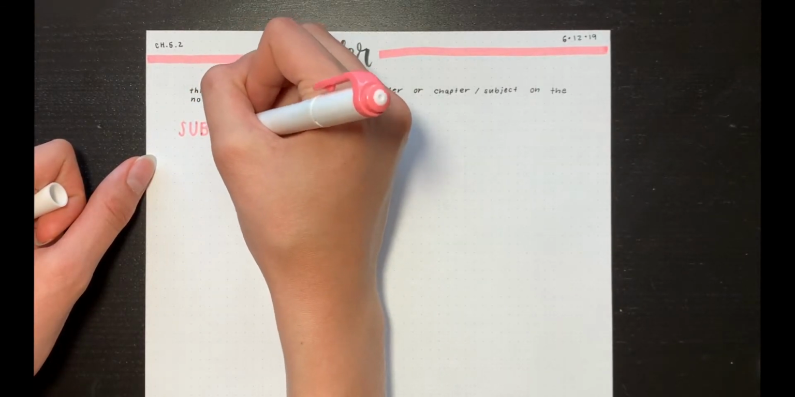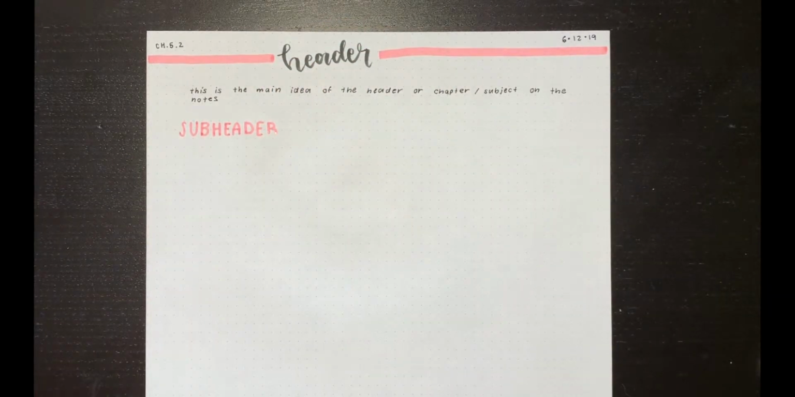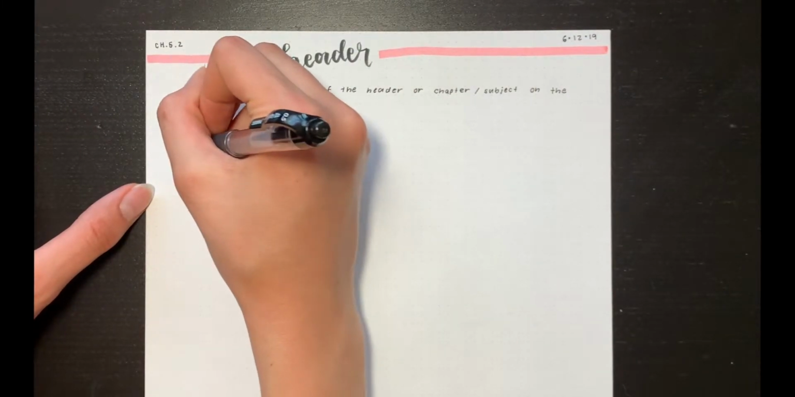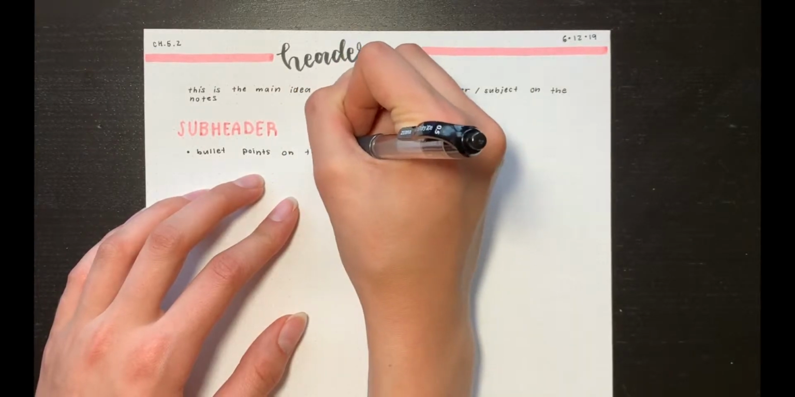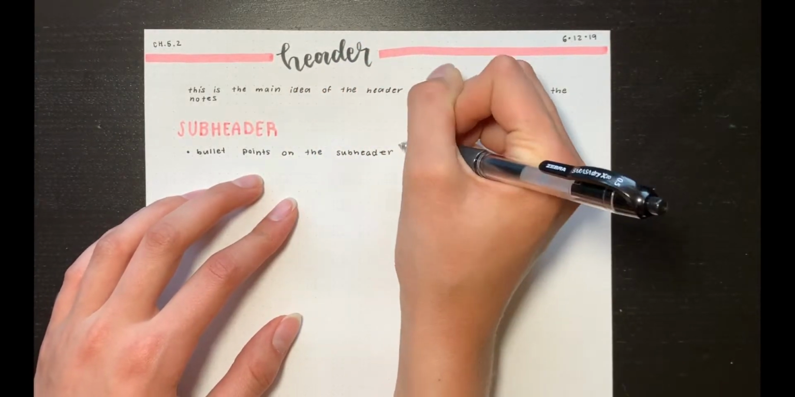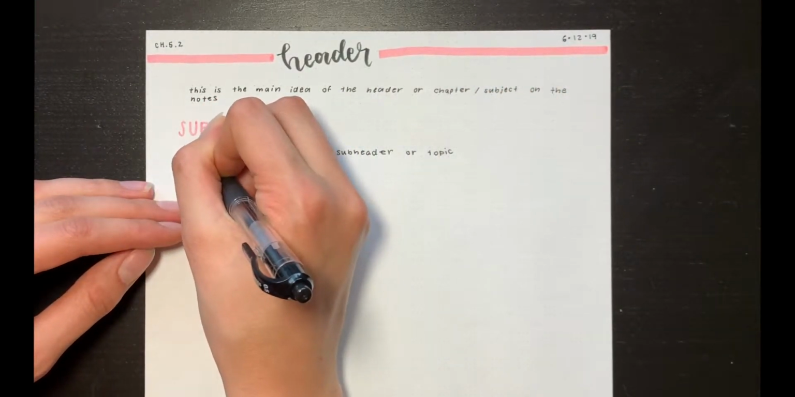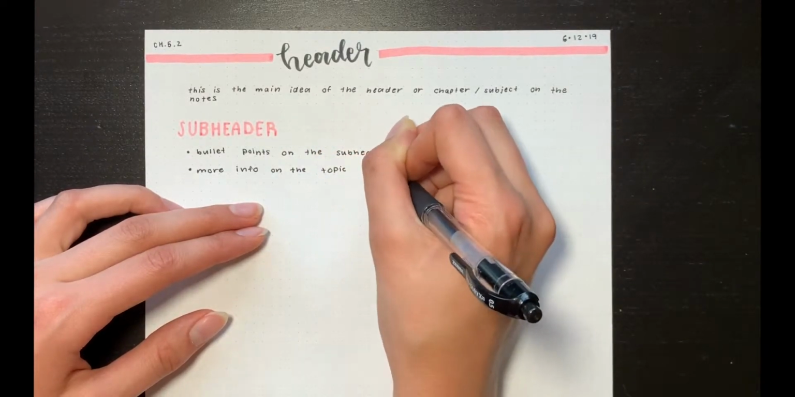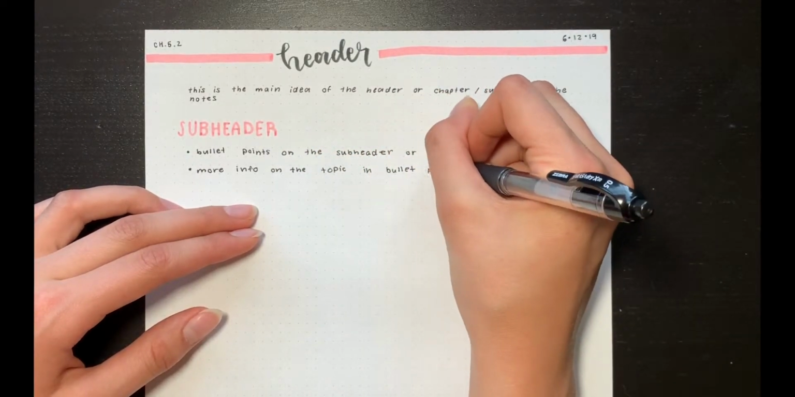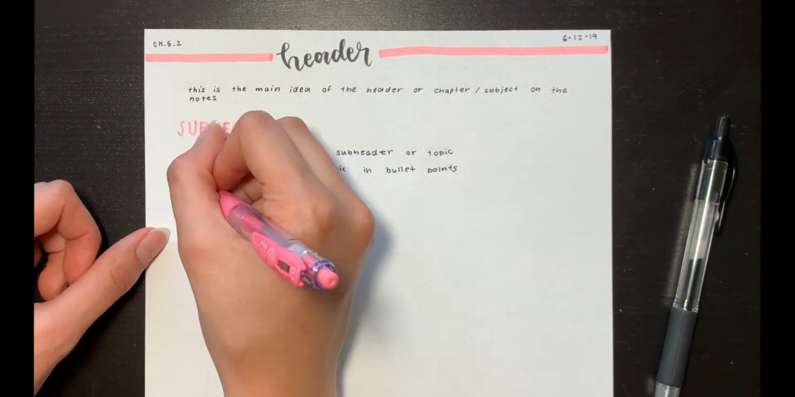So after I do that, I usually write out a subheader depending on what kind of chapter, like what the main idea of the main header is, usually in highlighter, and then I start bullet points on the subheader. So typically I write between anywhere from like 2 to 5 bullet points depending on the subject or topic.